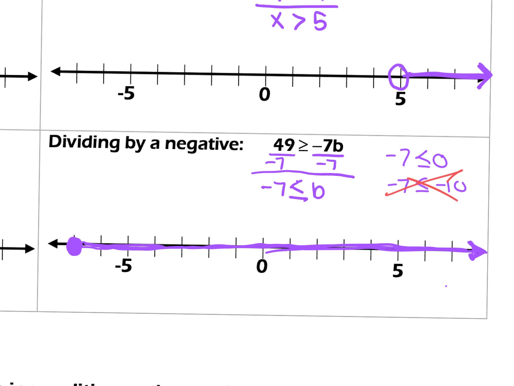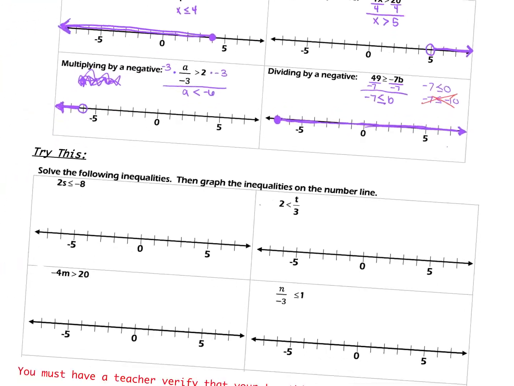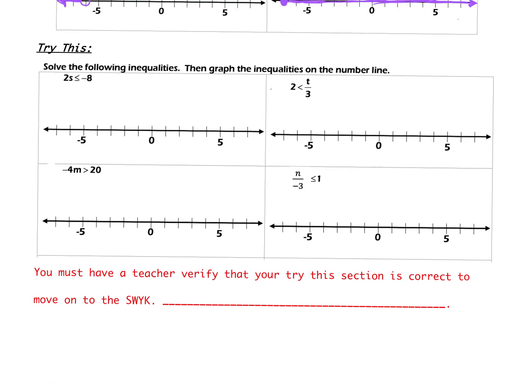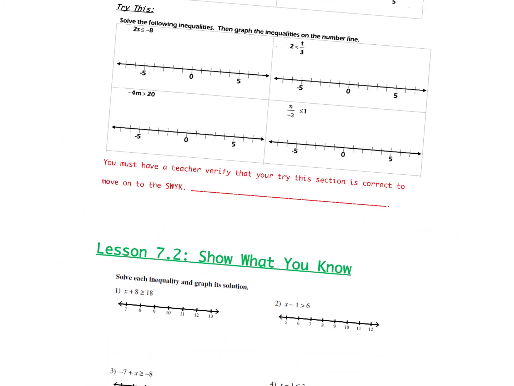Let's do some practice. Again, that was our guided practice. You guys do this, try these 4, and get it signed. Let me know if you have any questions.